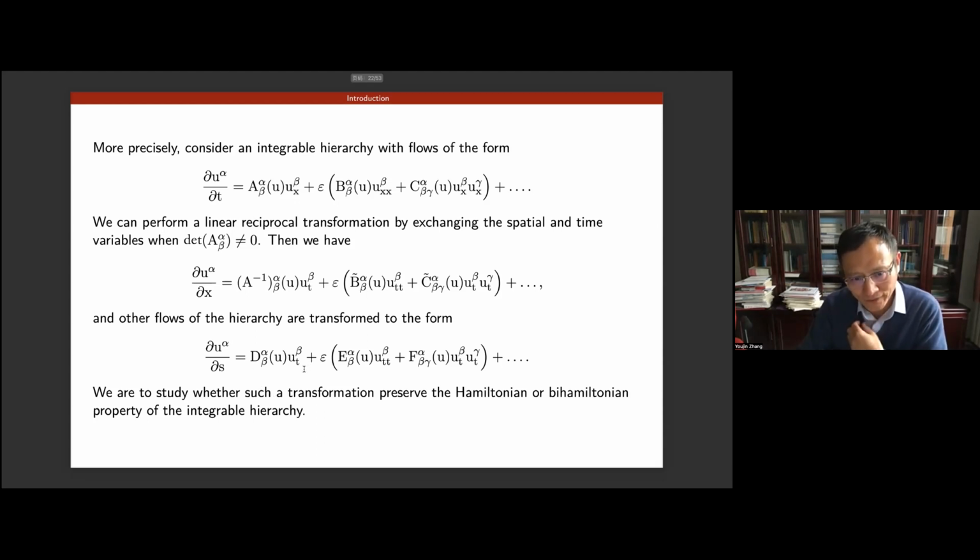We rewrite the x to ux in terms of ut. So the integral hierarchy is now transformed to this form, and we are to study whether the original system hierarchy of flows possesses a bihamiltonian structure. So we then want to know whether the transformed one also possesses a bihamiltonian structure.